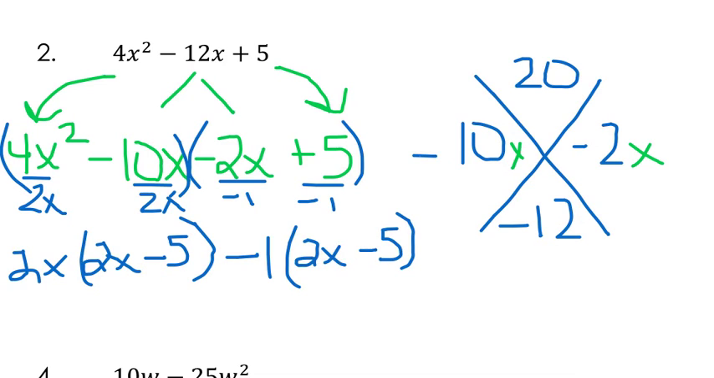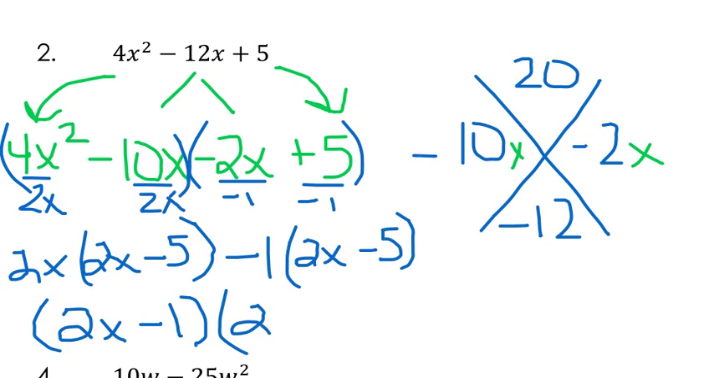So my final answer is going to be 2x minus 1, and that just came from what's out front, my 2x, my minus 1, and then I've got what's in common. I've got my 2x minus 5. And we're good to go.